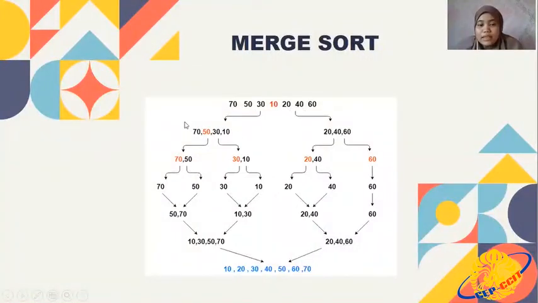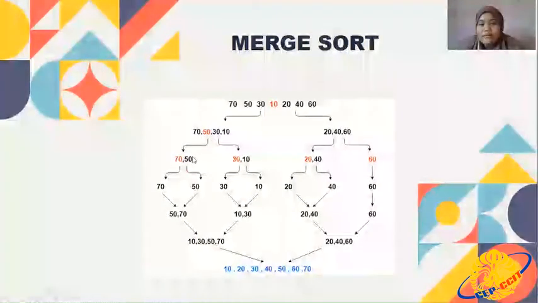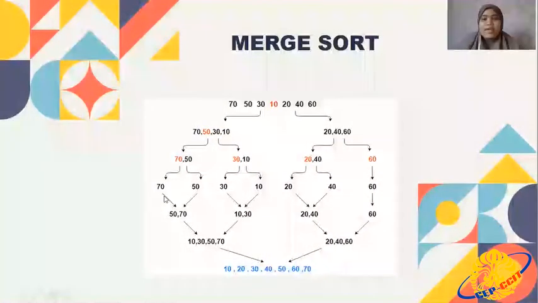On this side we must break down until every side has just one member, like this. So we break down the numbers to get this result, and break down again until every set has just one member. Okay, once every set has just one member, we must combine and sort the numbers to get this result. How do we get this result?